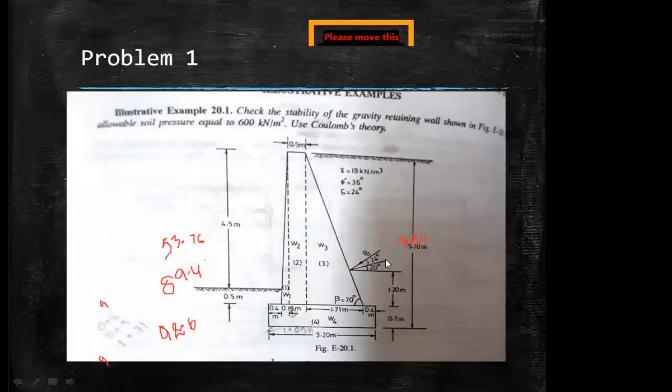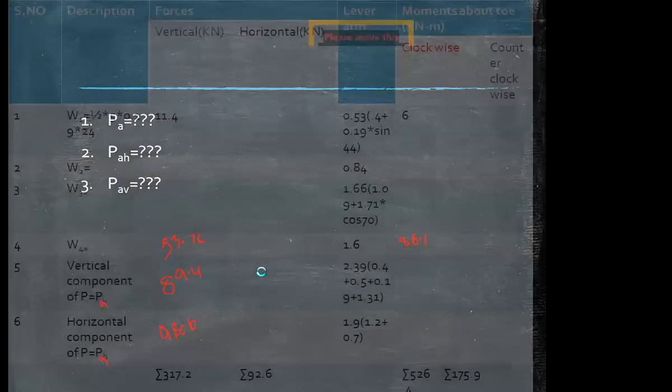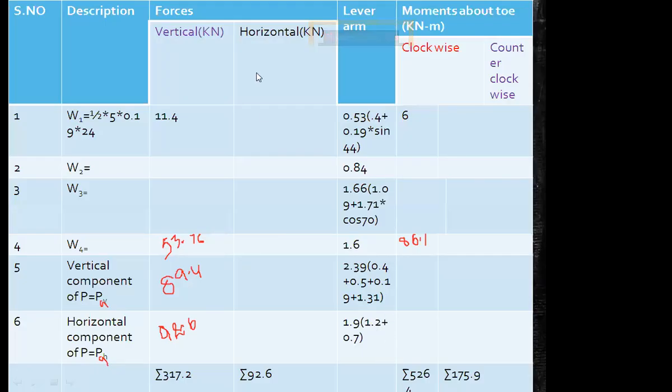Okay, so lever arm 1.2 plus 0.7, right, horizontal component, 1.2 plus 0.7, 1.9. Okay, so this is how we need to calculate moments. Okay, moments, and we need to sum up these things now. So whatever the weights you got till now, and also you need to include the vertical component also.